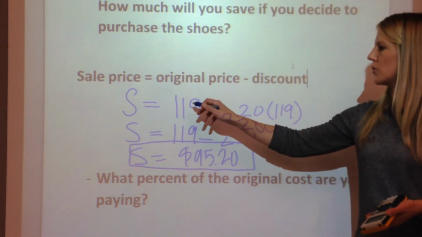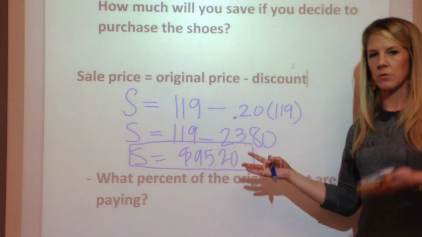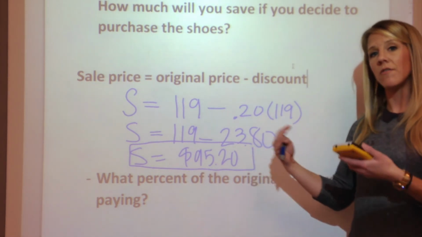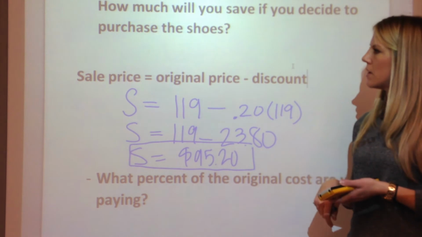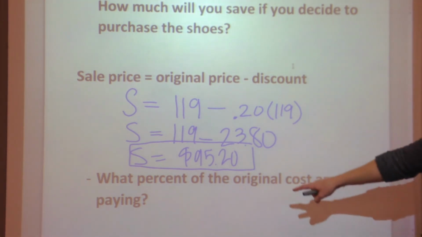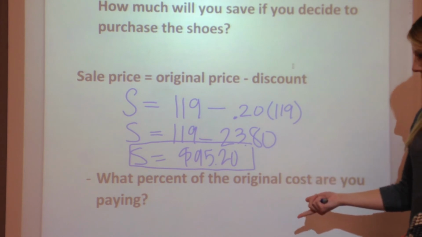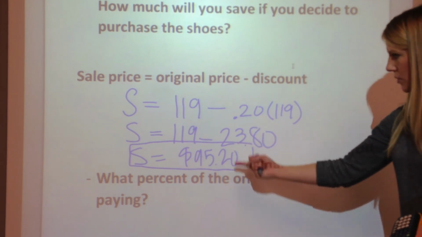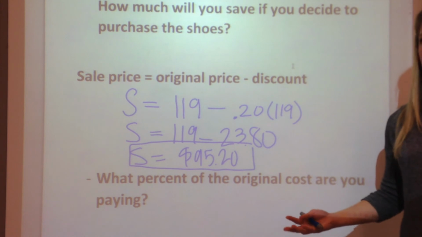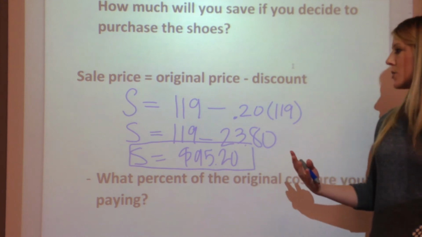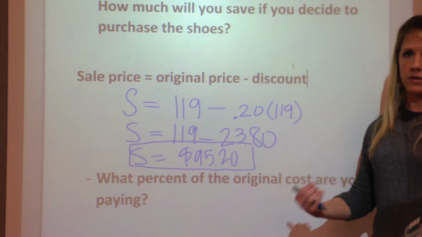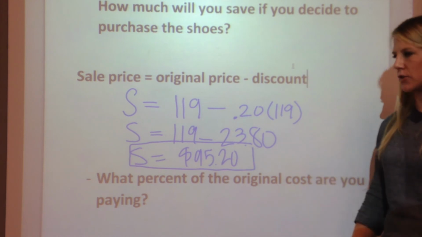So how much did they cost originally minus that discount price? It was 20% off of the original, so 20% off of the 119. So think about how much you actually saved. You saved that $23.80. So now you can say, hey, I'm going to save almost $24. Is that worth the purchase? Do I want to buy these now? So that could help you make a decision there.